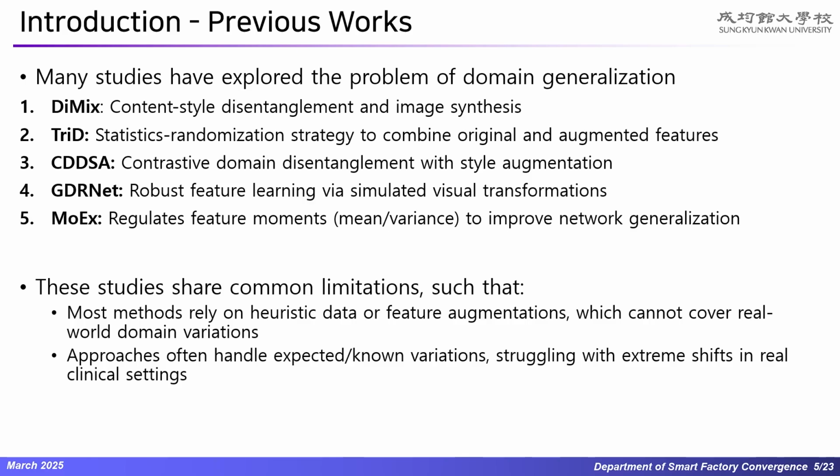There have been a number of existing solutions that tackle domain generalization through data level or feature level augmentation strategies. For instance, DIMIX dissects content and style, then synthesizes new images to enrich training data. TRI-D blends original and augmented feature statistics, introducing randomization in how features are distributed.